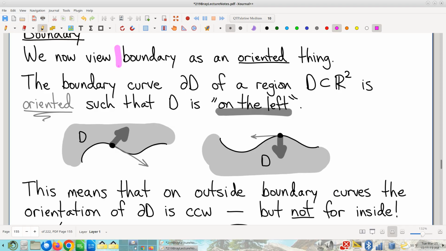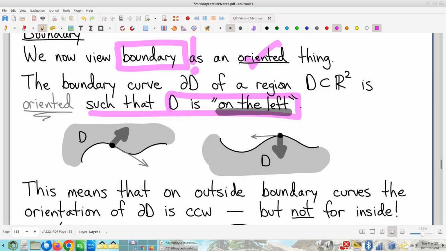Henceforth, this word boundary is a loaded word. Part of your job is to remember that this is now a loaded word and subscribes to a convention. It's an arbitrary convention, to be fair, but nevertheless, it's a standard convention. Boundaries are oriented according to this convention that we talked about last time. So going forward, whenever you see the word boundary, that's an oriented thing, and it's oriented like so.